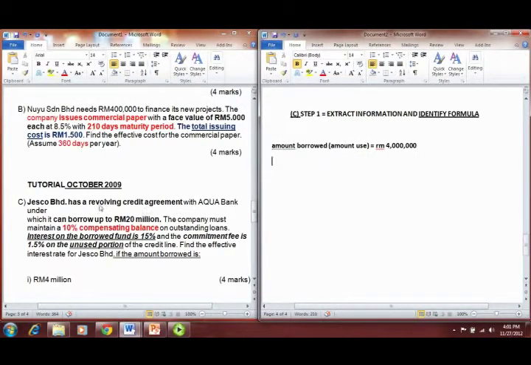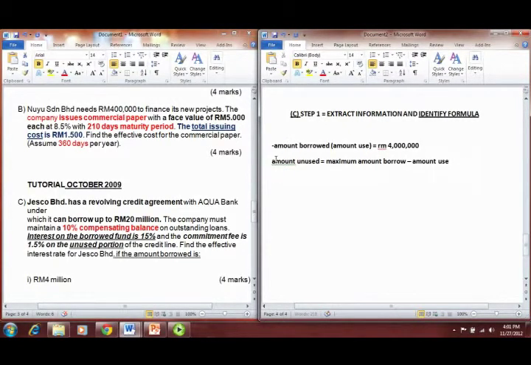Alright. Just now, revolving credit with Aqua Bank means Aqua can borrow you up to 20 million, but you only want to use 4 million. So what is your amount unused? Alright, amount unused is the maximum amount borrow minus the amount used, or we can consider it as amount borrow.